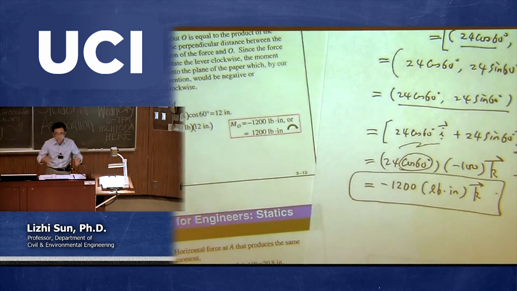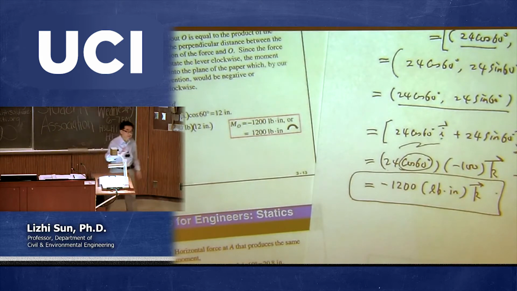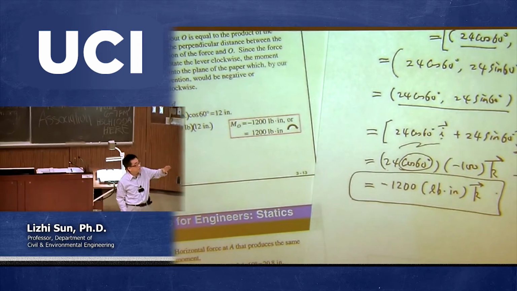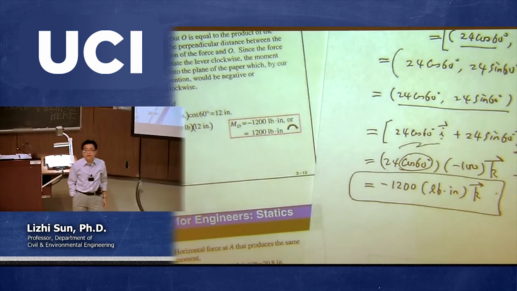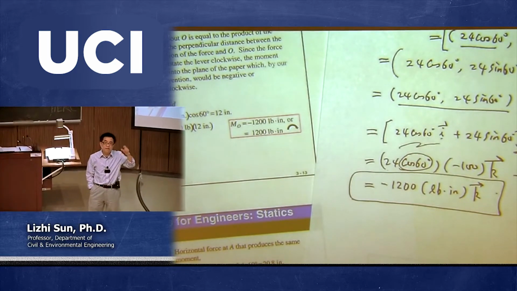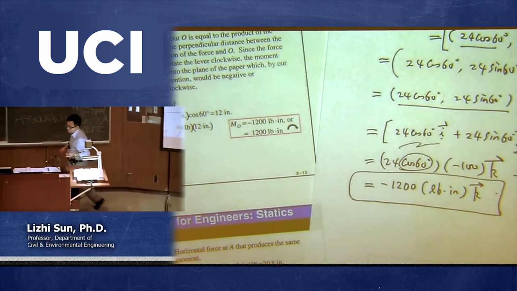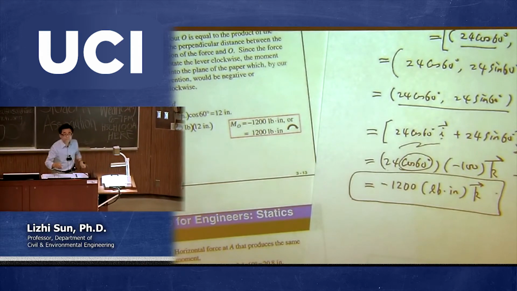So the question is, which method you want to use for a two-dimensional problem? Three-dimensional problem, most likely that's the only one method, that's R cross F. There's no choice, no options, right? Two-dimensional problems, sometimes you use F times D, sometimes you can use R cross F. If you encounter a problem to identify the shortest distance called D. Okay, so the bottom line is it's really up to you, but the answer should be the same. Any questions?